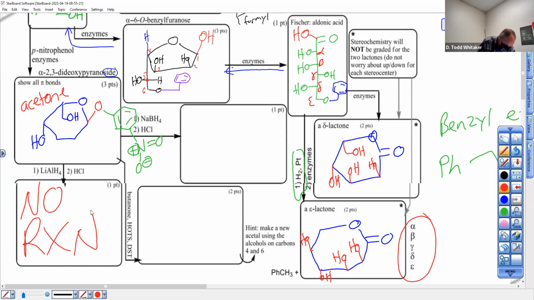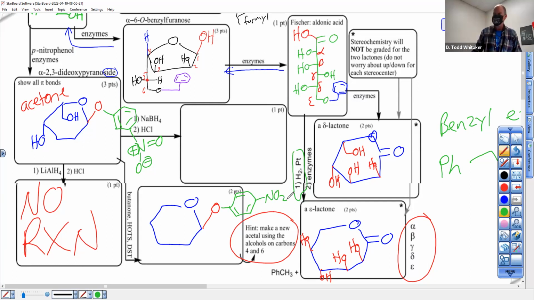And in this one, I want to make an acetal using the alcohols on carbons 4 and 6. Remember, acetal, what 3 things do you need to make an acetal? Every time. What 3 things do you need to make an acetal every time? Okay, I'm going to make it 4 now because you took so long. You need a catalyst. That's the 4th thing. What 3 functional groups do you need to make an acetal? Alcohol 1, alcohol 2, and aldehyde or ketone.